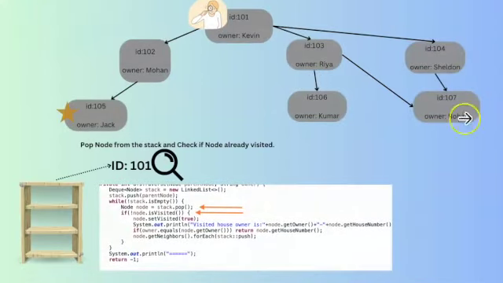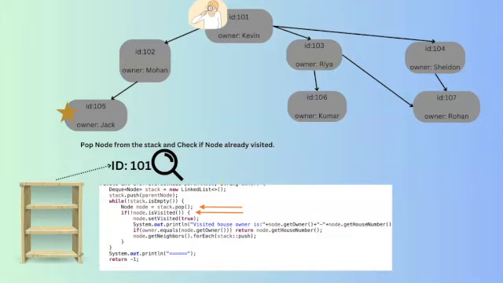Inside the loop, we pop the item from the stack. As you know, a stack is last in, first out. That means whichever item entered the stack last will come out when we call stack pop. We pop our node 101 from here. In this case, we get the last inserted item, owner Kevin.